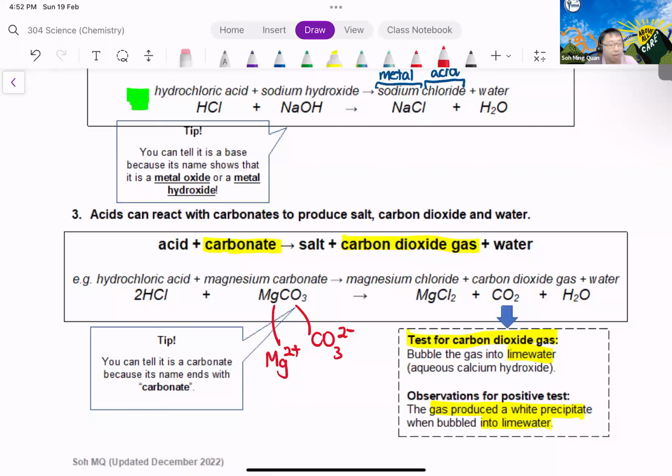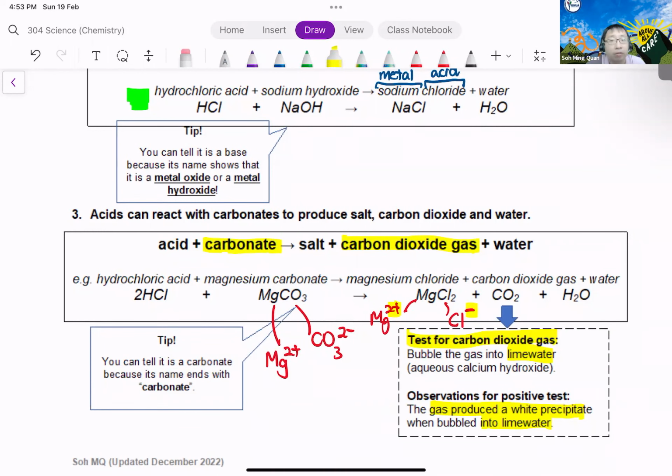Okay, then do the same. Magnesium chloride, you need to know Mg2+, but chloride is not 2-. Chloride is only 1-. So how? Different charge cannot. Must make the charge the same. So how? I need 2 chlorides. That's why it's MgCl2. Okay?